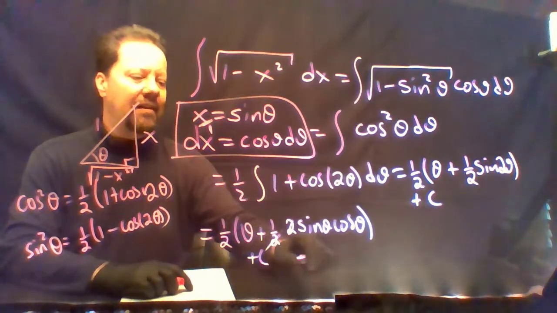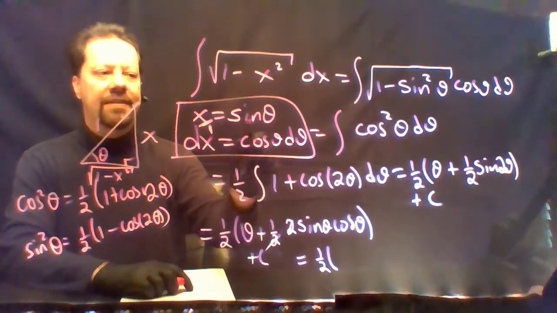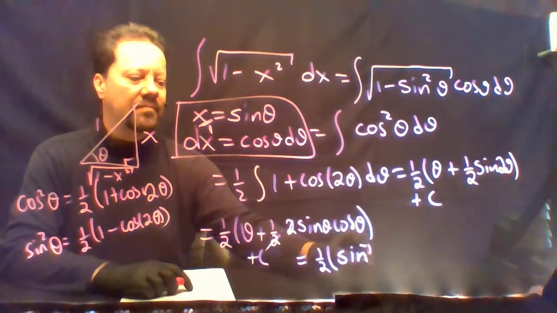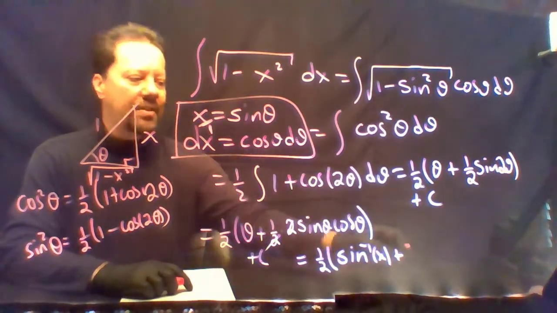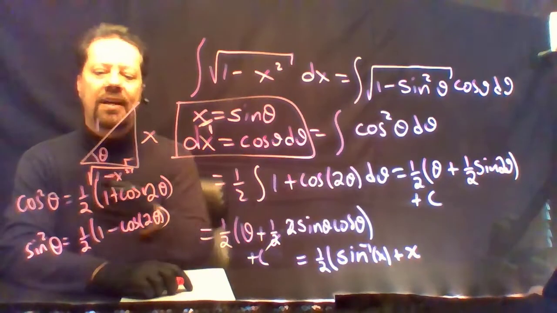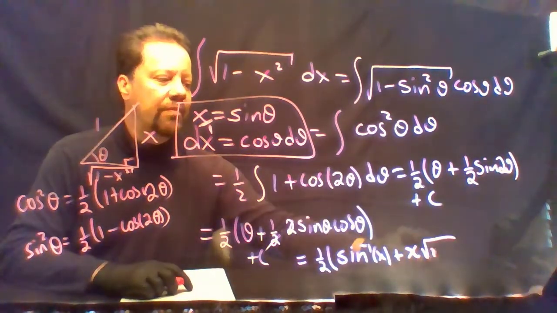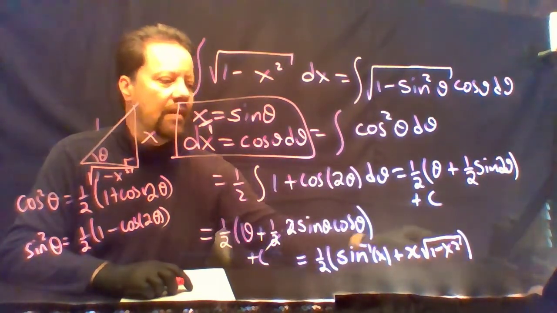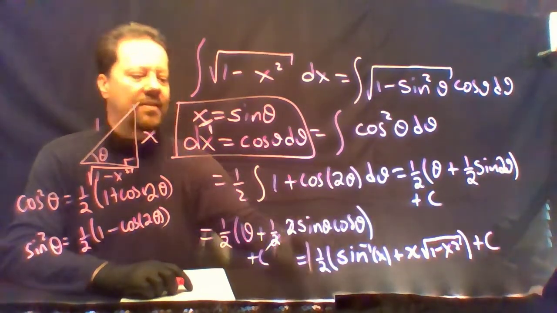It follows then that our answer is 1/2 times, solving for theta, theta is going to be the arcsine of x. Sine theta is just x, cosine theta is adjacent over hypotenuse. That's the square root of 1 minus x squared times x, and then plus c.